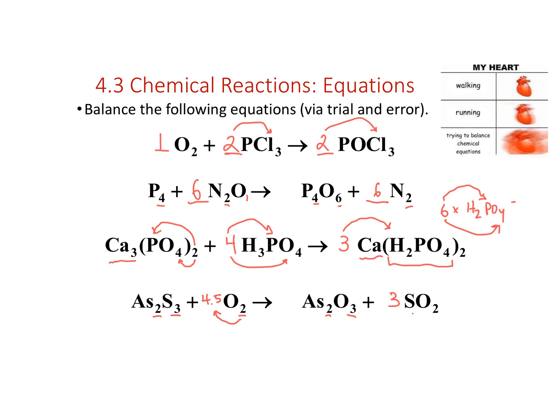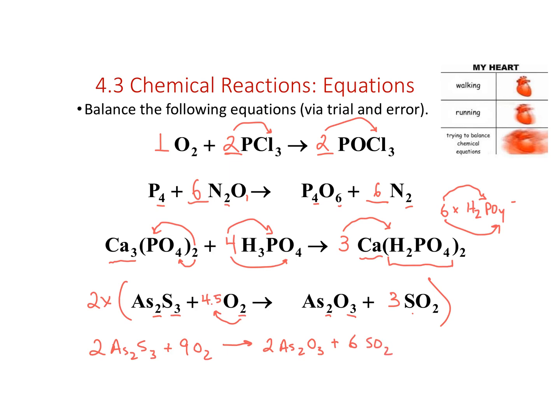But what could I do to make all the coefficients in this last reaction a whole number? Well, I can multiply the whole reaction by 2, multiplying every single coefficient by 2, and multiplying 4.5 by 2 will give me a whole number. So multiplying the whole reaction by 2 will give me 2 arsenic trisulfides, 9 oxygens, and that'll produce 2 arsenic trioxide and 6 sulfur dioxides.